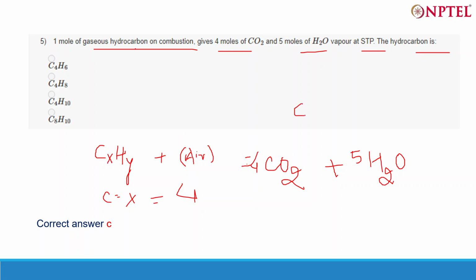So C4. Then you have a hydrogen balance: y equals 5 into 2, 10 moles. Okay, so C4H10 is the compound. You got my point? How did we obtain this C4H10?